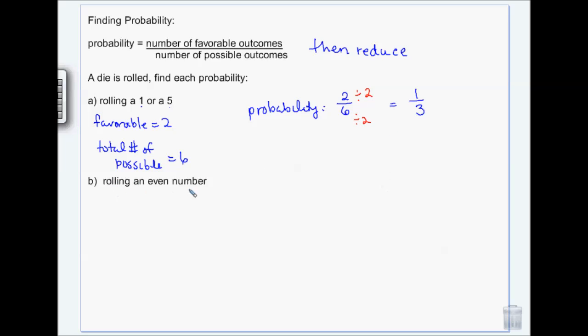Okay. My probability of rolling an even number, there are 3 evens, right? 2, 4, and 6, and then 6 total. So my probability is 3 over 6. Can reduce that by dividing by 3. And so that gives me a 1 in 2 chance of rolling an even, or 50% chance.